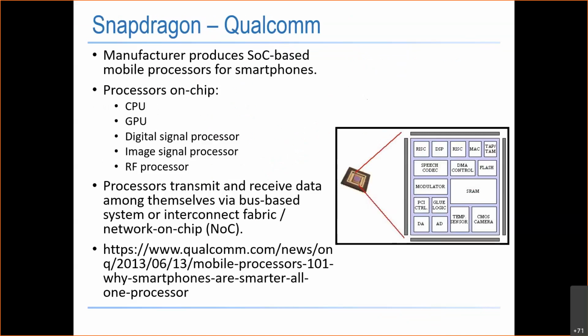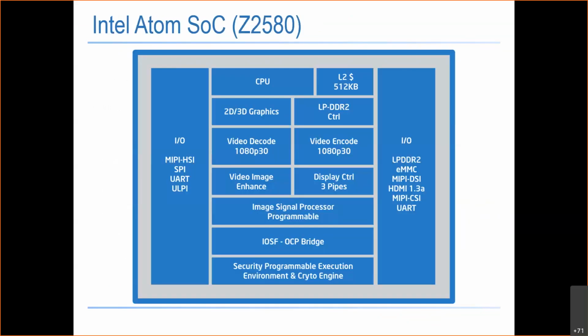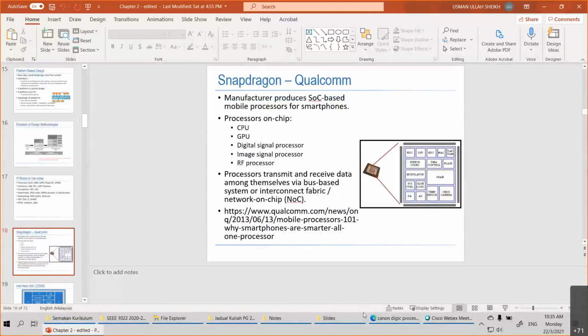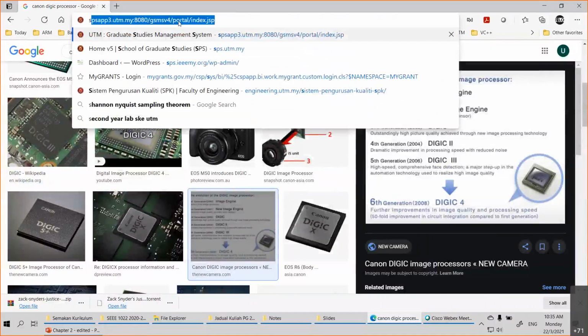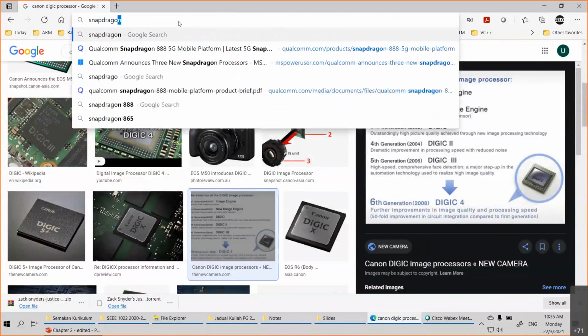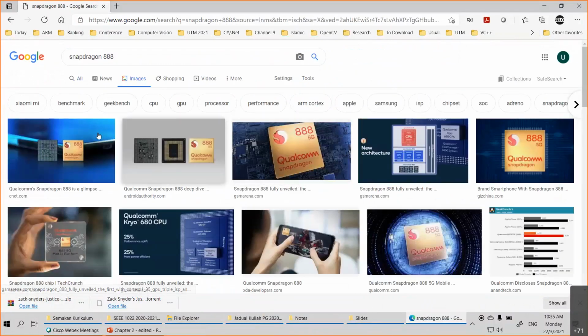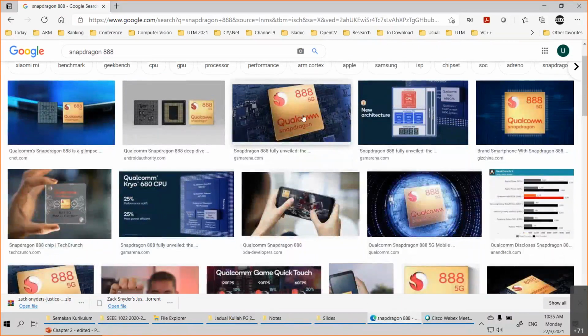So let's have a look at this Snapdragon. Snapdragon is one of these famous chips nowadays, right? I think the latest one is the Snapdragon 888. That's the latest processor. So let's have a look at this image. This is the Snapdragon 888 with a 5G modem inside.